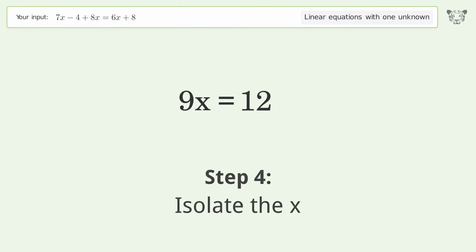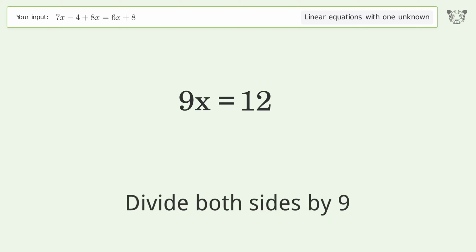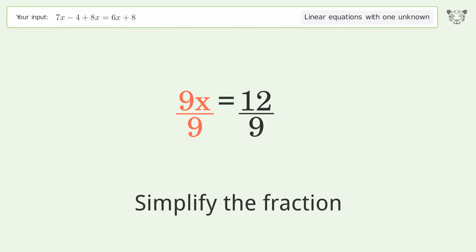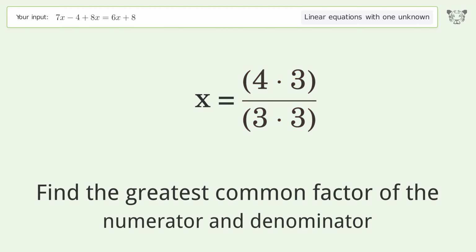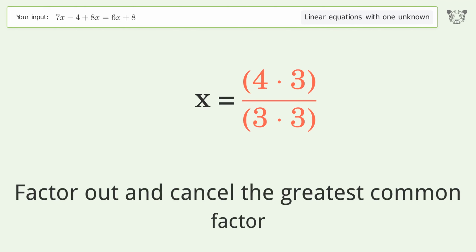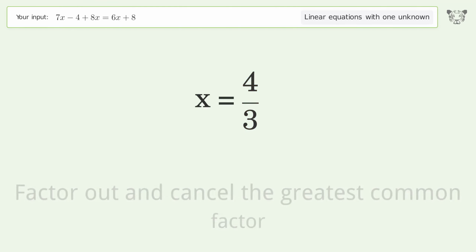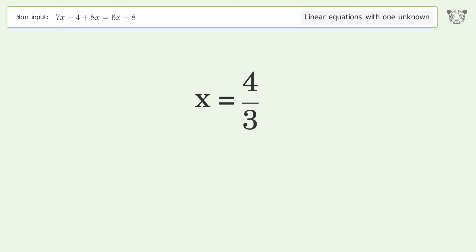Isolate the x. Divide both sides by 9. Simplify the fraction. Find the greatest common factor of the numerator and denominator. Factor out and cancel the greatest common factor. And so the final result is x equals 4/3.